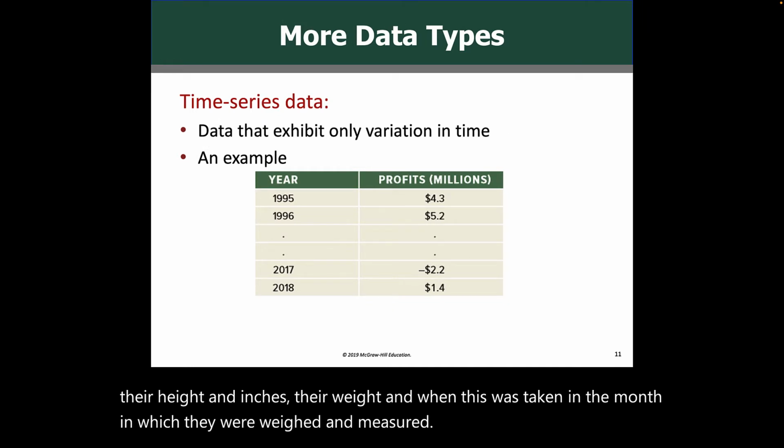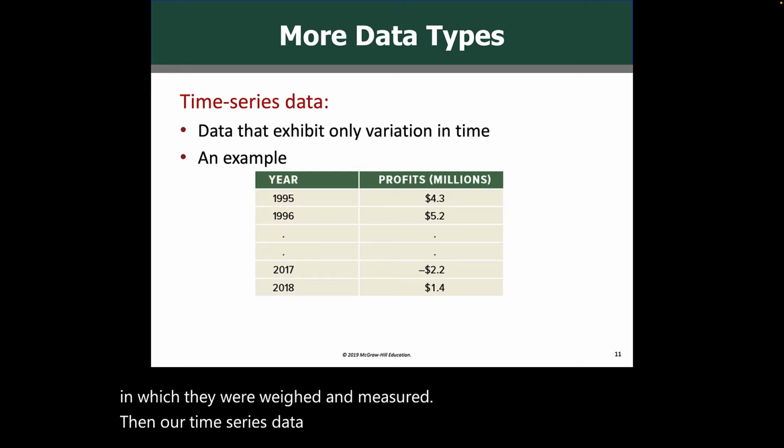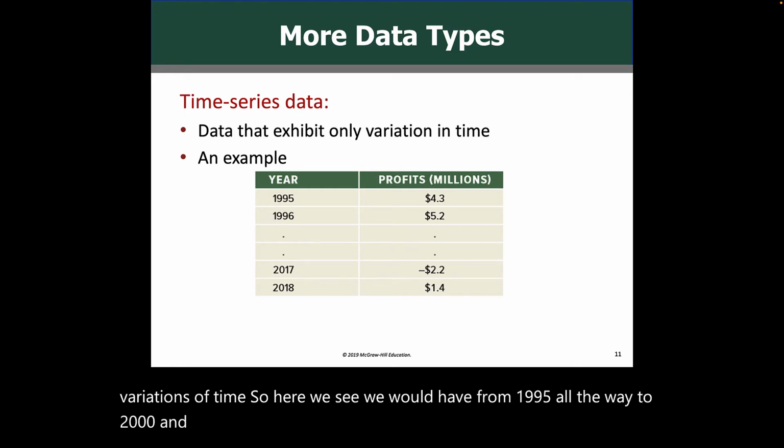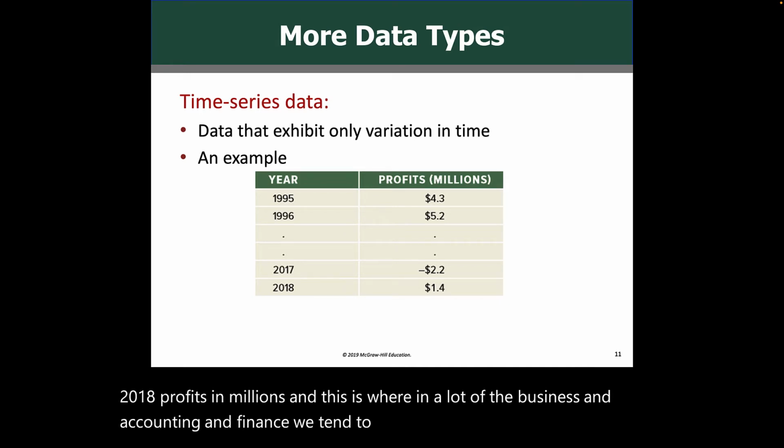Then our time series data. This is basically data that you have that's for variations of time. So here we see we would have from 1995 all the way to 2018 profits in millions. And this is where in a lot of the business and accounting and finance, we tend to focus on time series data.